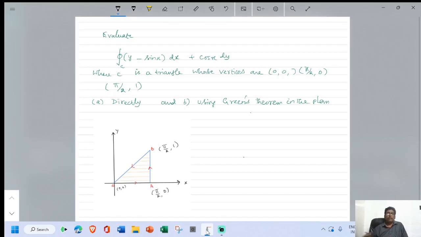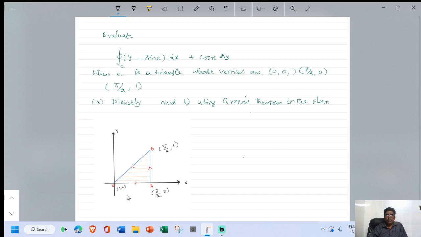Evaluate the given integral of (y − sin x) dx + cos x dy, where C is a triangle whose vertices are (0,0), (π/2, 0), (π/2, 1).